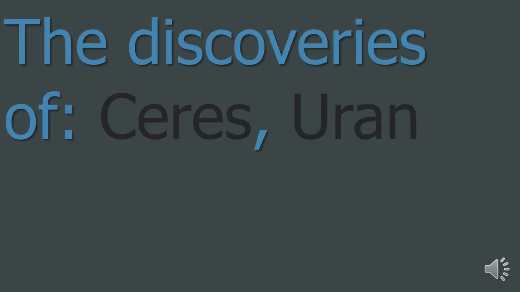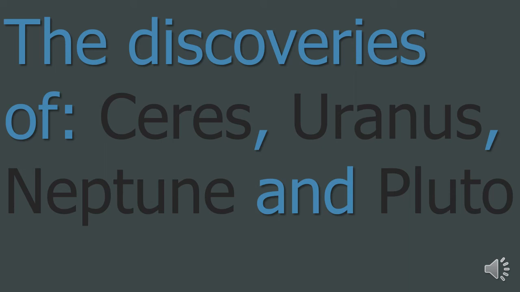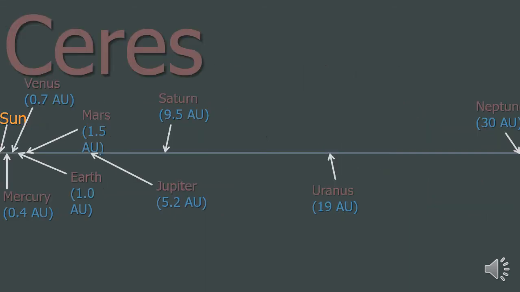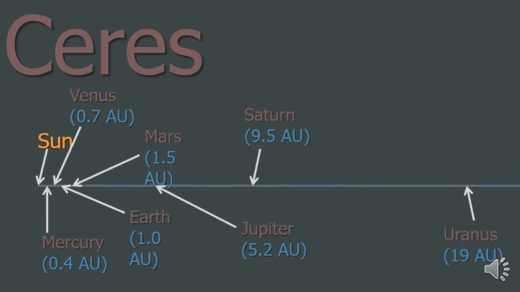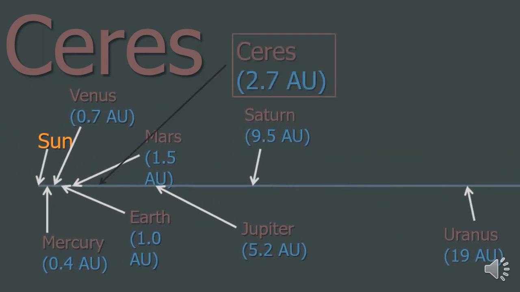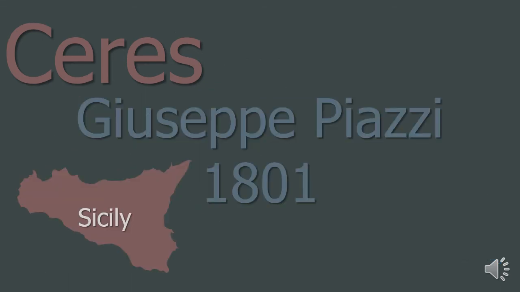5. The discoveries of Ceres, Uranus, Neptune, and Pluto. Ceres. Ceres lies in the main asteroid belt between Mars and Jupiter. In fact, Ceres is the closest dwarf planet to the Sun. Ceres was discovered by Giuseppe Piazzi, an Italian astronomer, in 1801 at his observatory in Sicily.